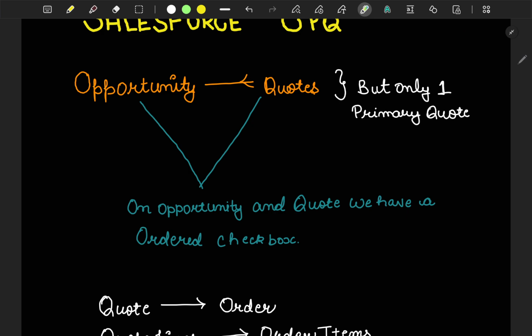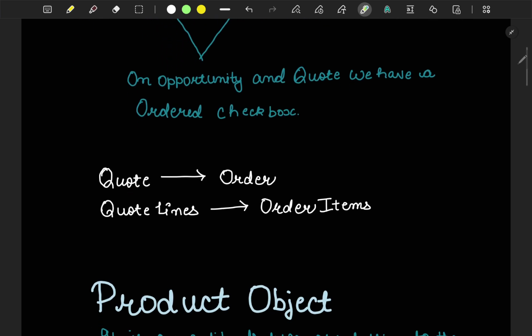So how does CPQ manage this at the backend? Opportunity and quote are linked with one primary checkbox, right? So if you mark this on the opportunity level, it would be marked automatically on the order level as well. Since our quote is creating an order, the quote lines represent our order items. So a quote could be associated as an order and quote lines could be associated as order items, right?